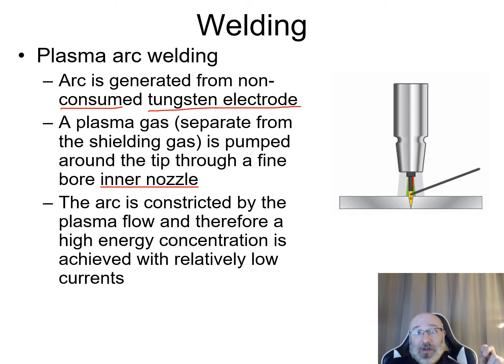So you can see that right there in the green. So that's separate from what we have on the outside right there, our shielding gas in our gray on the outside there. The arc is going to be constricted by the plasma flow, and therefore a high energy concentration is achieved with relatively low currents.